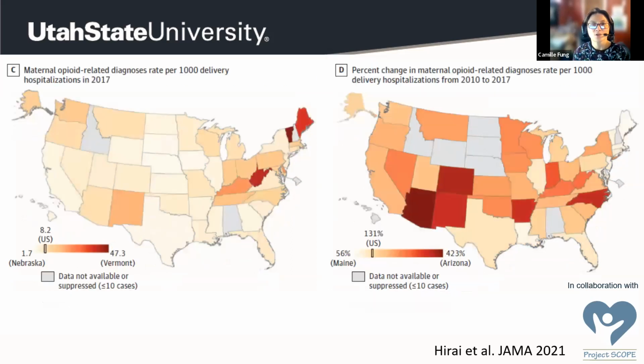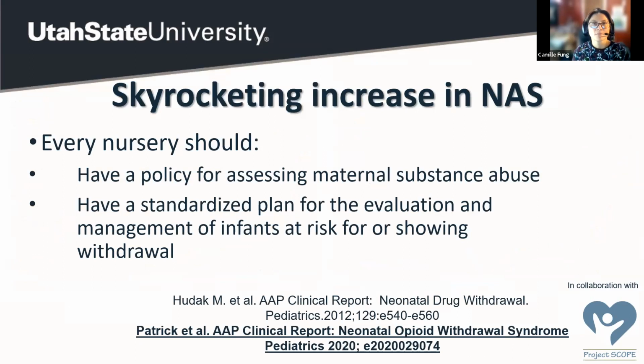And then these are the maternal opioid related diagnoses. So it is not a Utah problem. This is a problem that is all over the United States. And I think we can all appreciate that. So any questions so far before I jump into kind of management for neonatal opioid withdrawal syndrome?